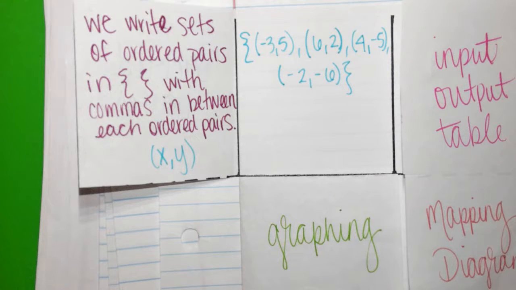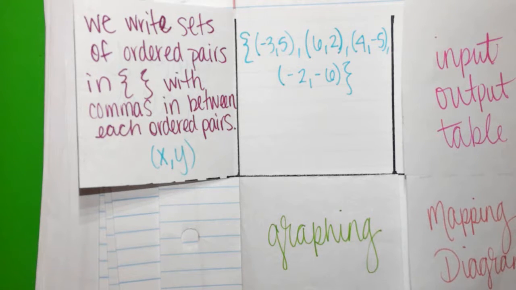So we're going to take that set of ordered pairs and we're going to turn it into an input-output table. We're going to graph it and we're going to do a mapping diagram. And hopefully we'll actually finish so that we can talk about our bottom little chart that's the domain and range.